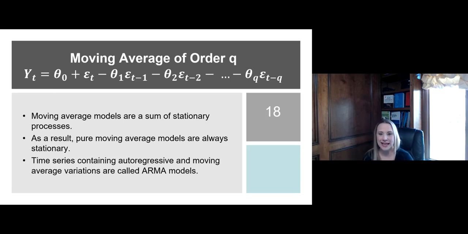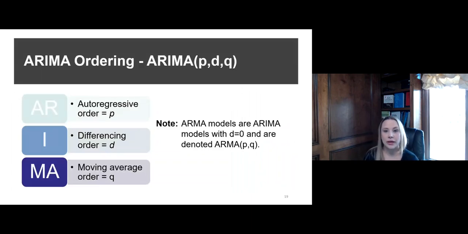Time series containing autoregressive and moving average variations are called ARIMA models. There's an autoregressive component and a moving average component. Then, if we integrated, that is, we took the difference, that is the I for ARIMA. The three components of ARIMA are typically denoted by P, D, and Q. First, you have your autoregressive order, which is the number of lags that you'll be including. The example of the kilowatt hours was an example of an autoregressive order 1.